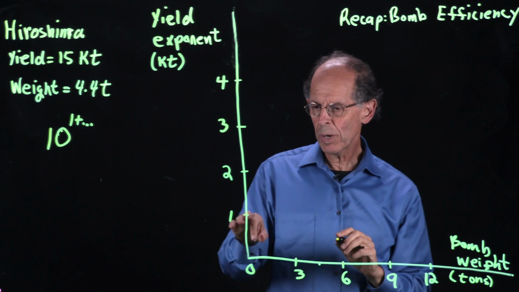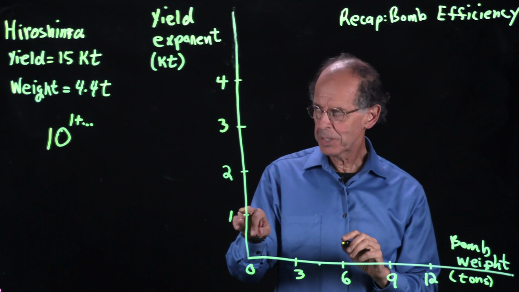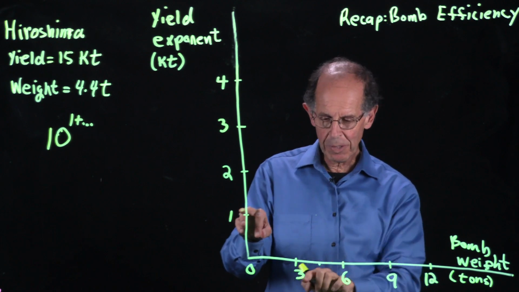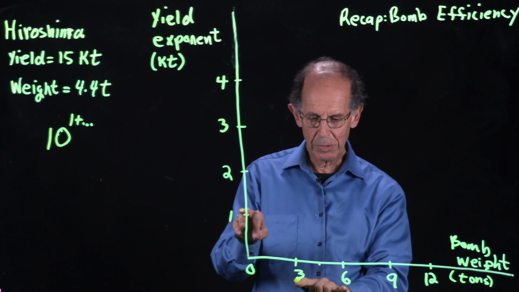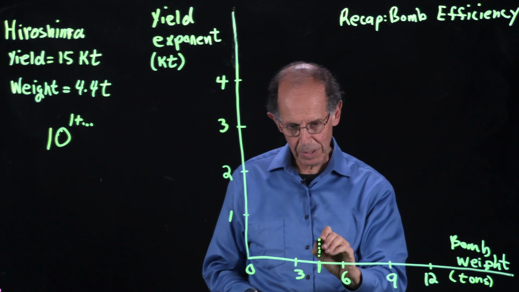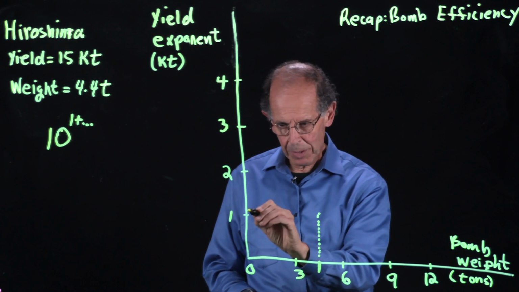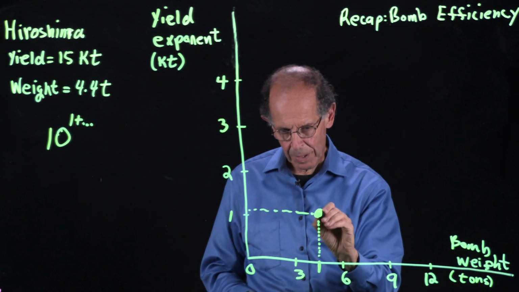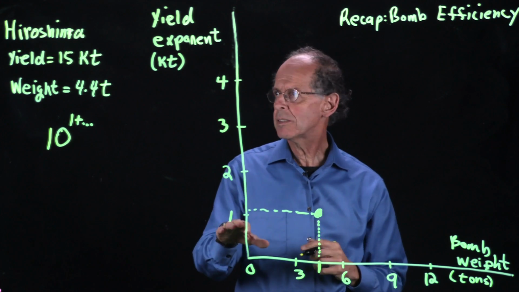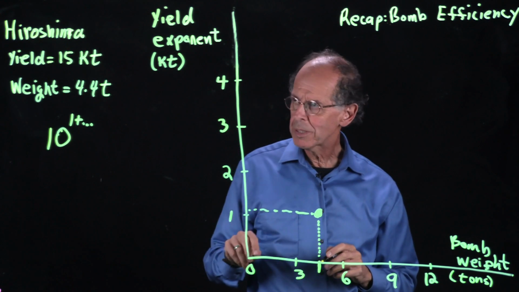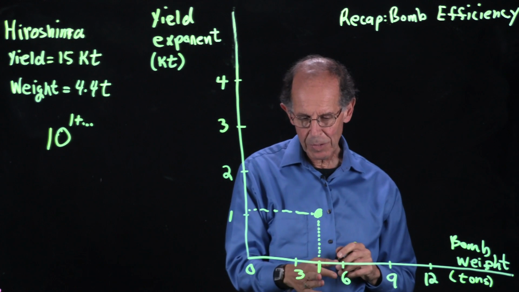So 1 plus a little bit sits over here, and then the weight is 4.4, which is about halfway between 3 and 6. So it's about right here. So if we go up, we go across, this is Hiroshima, right there. That's the yield, 15 kilotons plotted in the exponent format, and there's the weight.